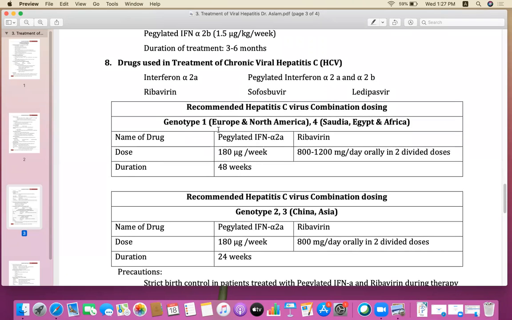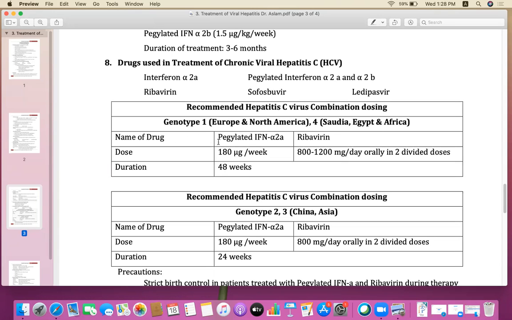If the patient is from Europe, North America, Saudi, Egypt, and Africa: if the patient is from Europe and North America, it is considered as genotype 1. If the patient is from Saudi, Egypt, and Africa, it is considered as genotype 4. If the patient is from China and Asia, considered as genotype 2 and 3. So let us see the patient from Europe, North America, Saudi, Egypt, and Africa.